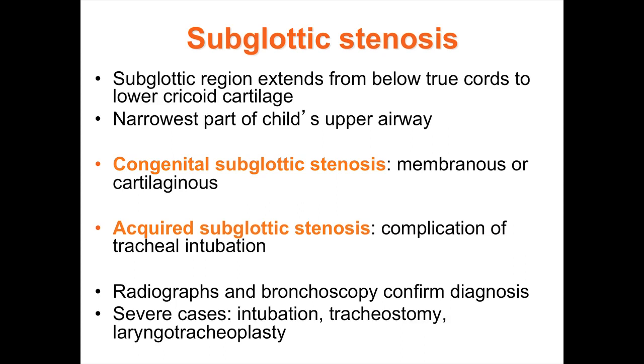Mild subglottic stenosis may only manifest during a viral upper respiratory tract infection, which has led to further narrowing, and severe stenosis would be associated with a biphasic stridor and dyspnea. Radiographs and bronchoscopy confirm the diagnosis, and in severe cases, intubation and surgery may be required.